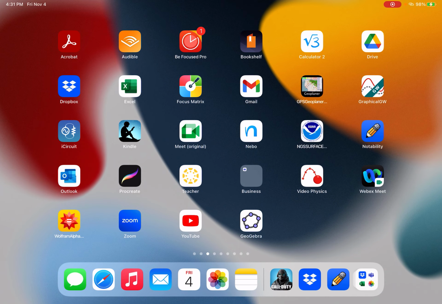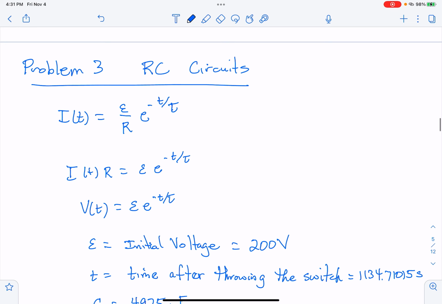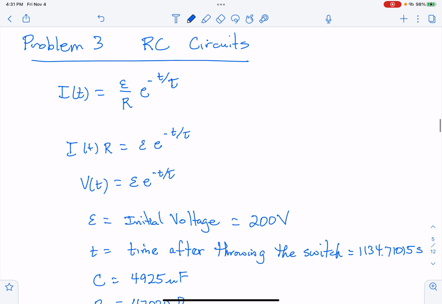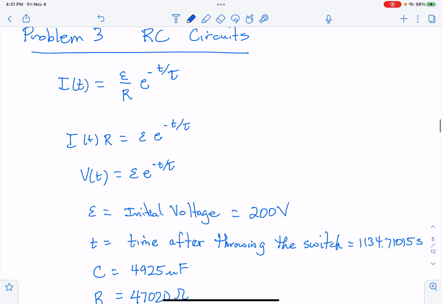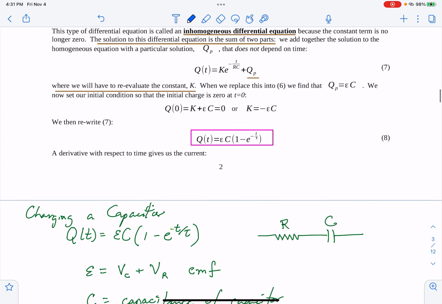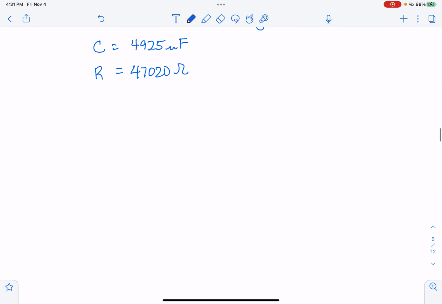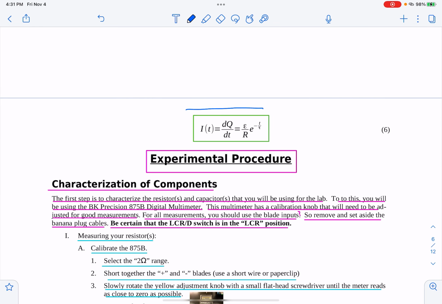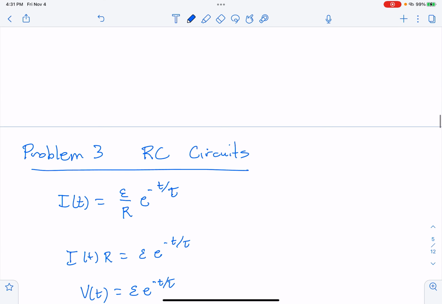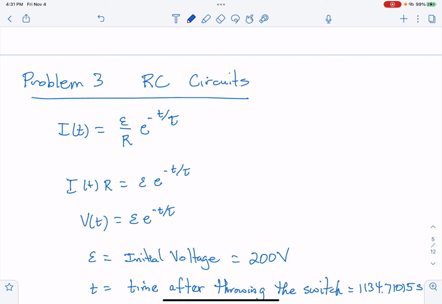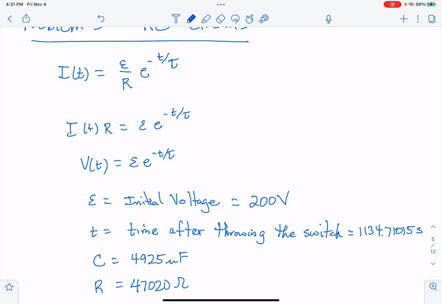All right, so in this particular case, we are going to look at problem number 3 for RC circuits here, and we are going to use the following equation. It's the same equation that was given to us, way down here. It's this equation right here. And so basically, we're just going to multiply R on both sides.